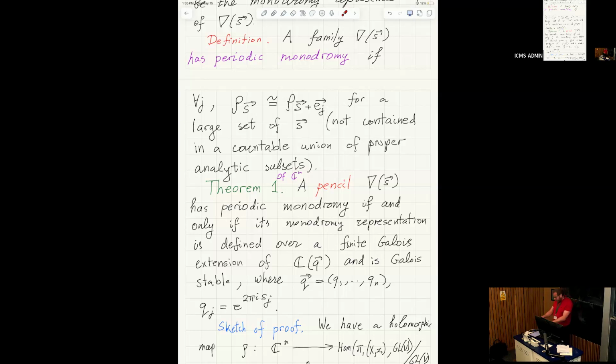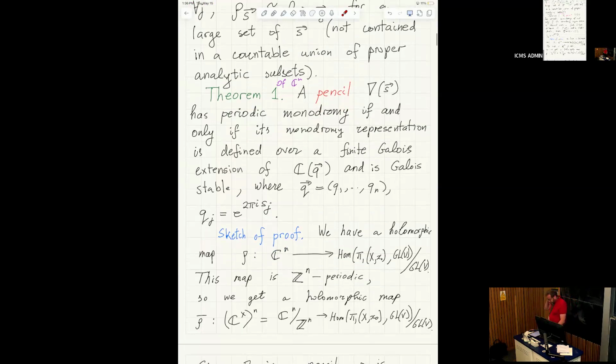Actually, in all examples, it's defined over this field itself, but for the proof, I need to make an algebraic extension, which doesn't really create any problem. So here is a sketch of proof. I should say that this is a rare property.